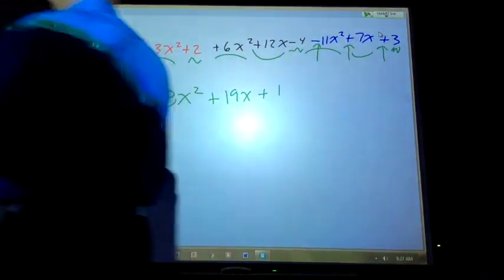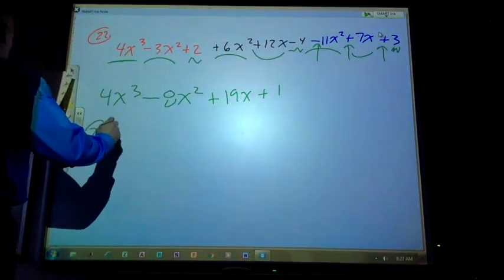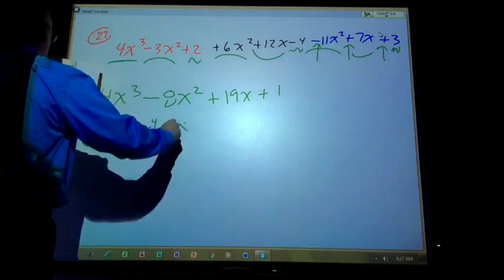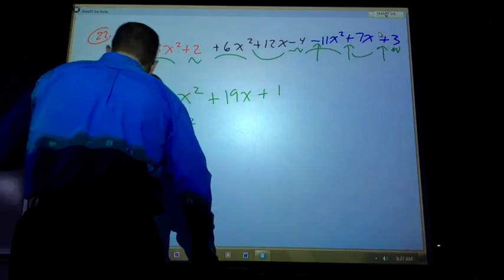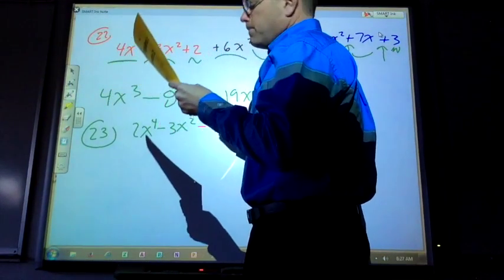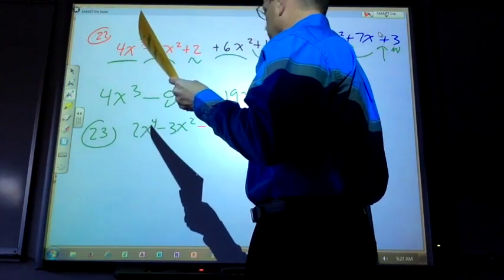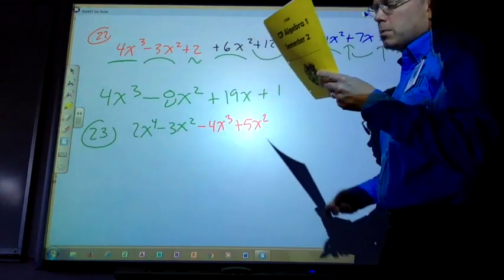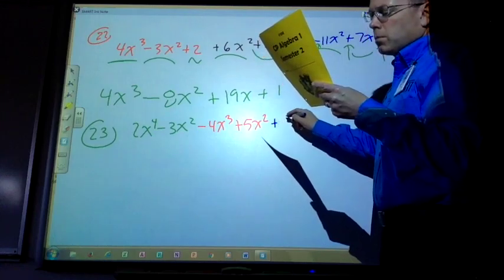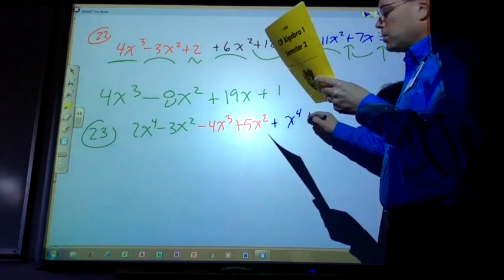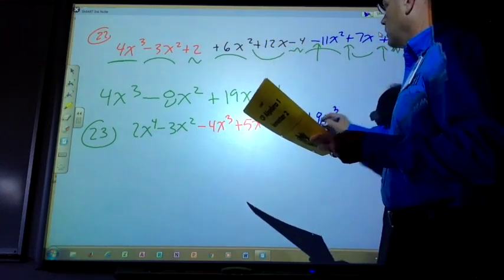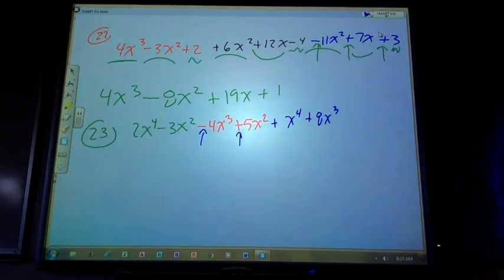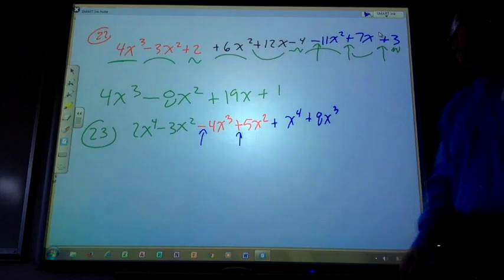And then 23. I'm just going to drop the parentheses, change any signs if needed. This sign here and this sign here are opposite of what they had been because I had to distribute the negative over. Now I'm going to combine like terms.